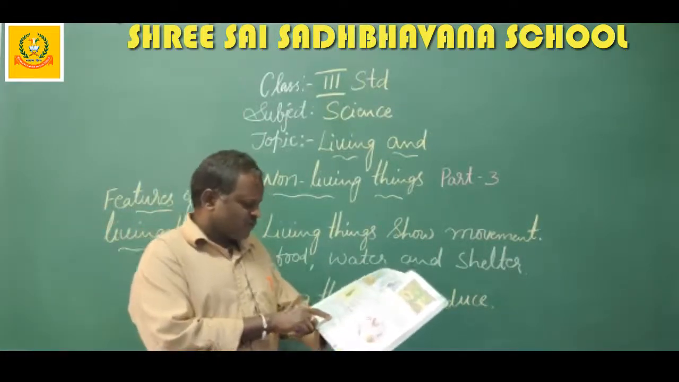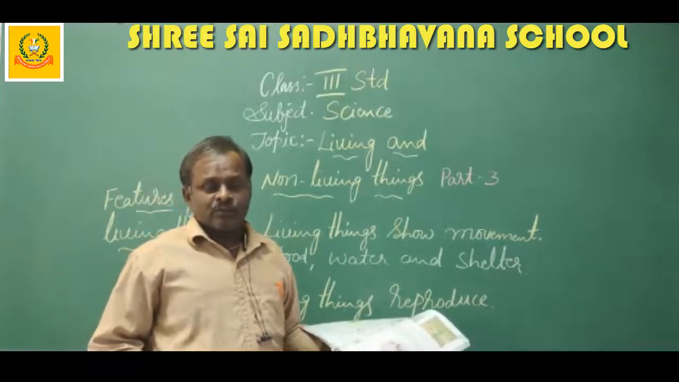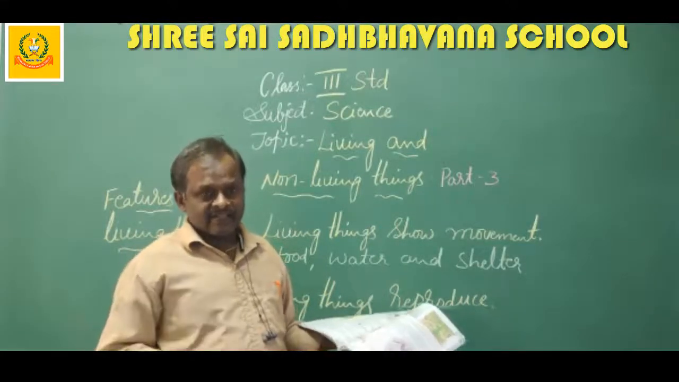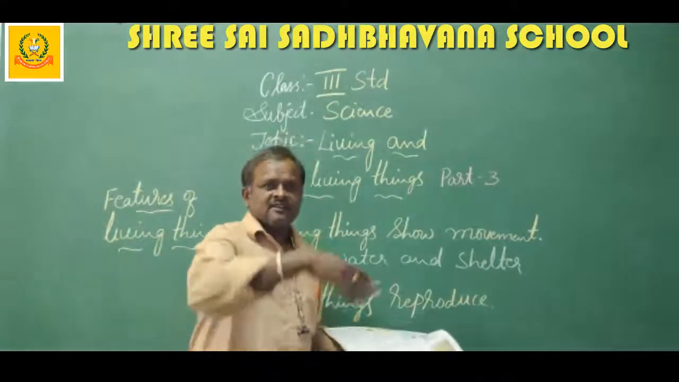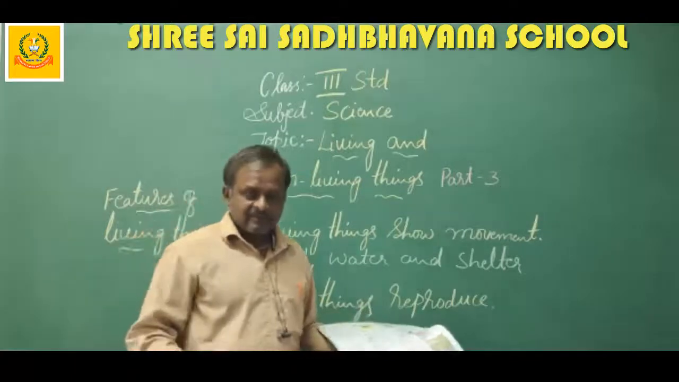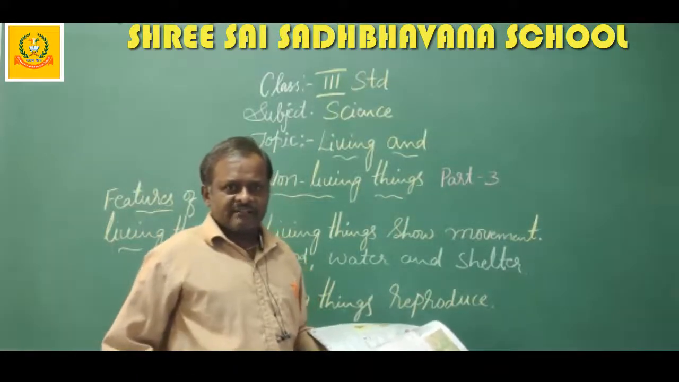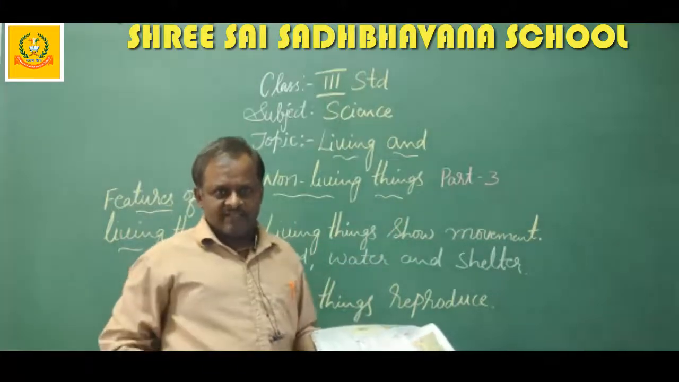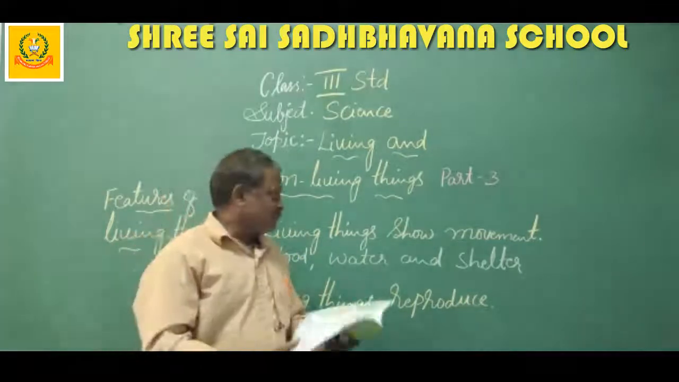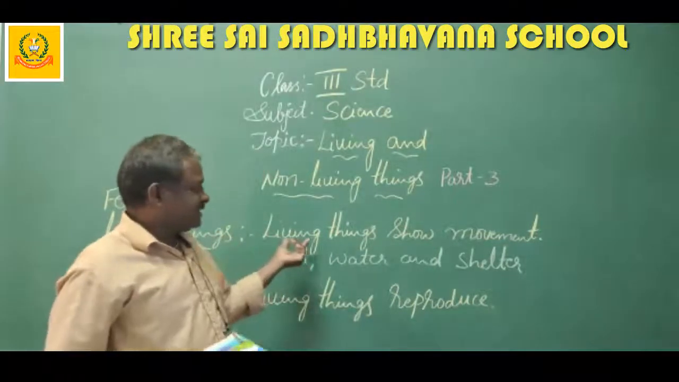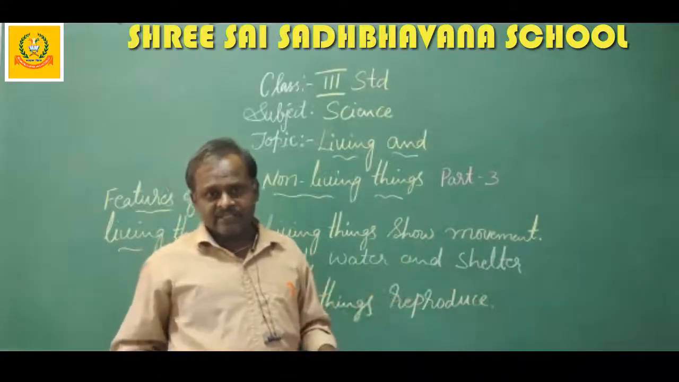They also show movement to protect themselves from the enemies. For example, a bird is sitting. If you go and catch it, what will it do? It will fly away. When you find a snake and hit it, what will it do? It will move away. That means to protect themselves from the enemies, they move from one place to another. So living things show movement to protect themselves from enemies also.